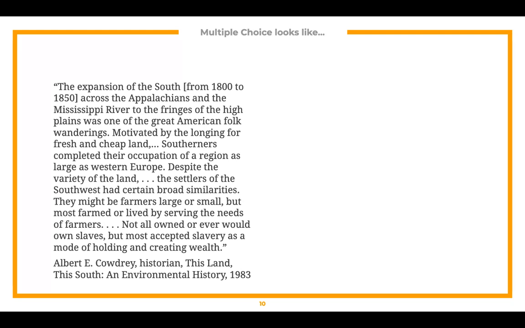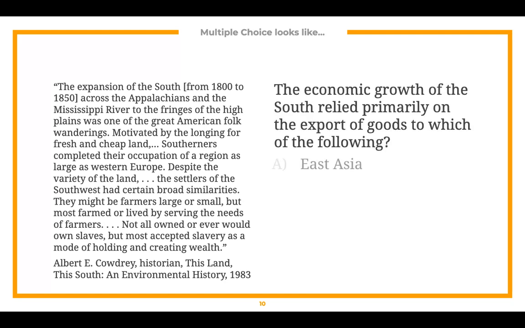This is a secondary source, okay? It's talking about the South and expansion. The question might look something like this. The economic growth of the South relied primarily on the export of goods to which of the following? Here's your A, B, C, and D. Okay, a couple of things looking at this.